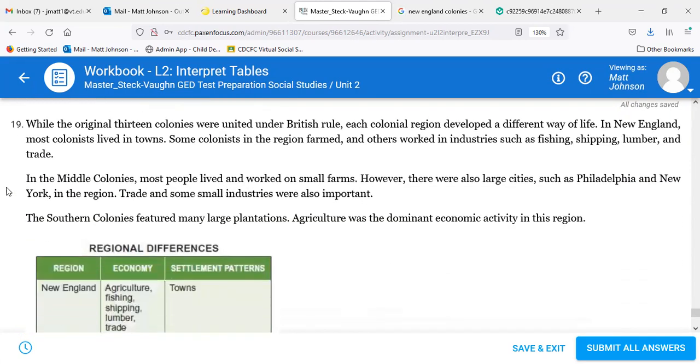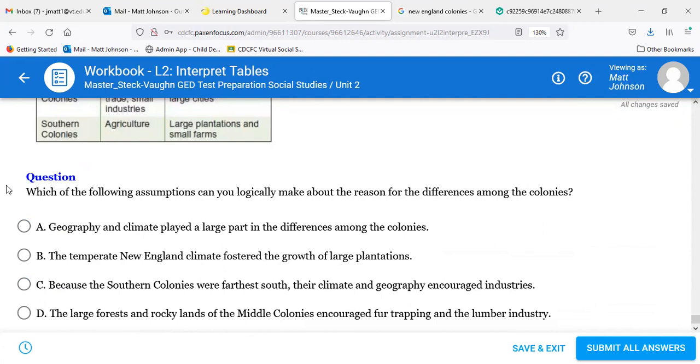And last one. Which of the following assumptions can you logically make about the reason for the differences among the colonies? Geography and climate played a large part in the differences. The temperate New England climate fostered the growth of large plantations. Let's see what we have here. Okay. So A, yeah, A in the chat there. Geography and climate played a large part in the difference among the colonies, right? That dictated what life was going to be like. What were you going to be able to do in the North? There wasn't a lot of farming.